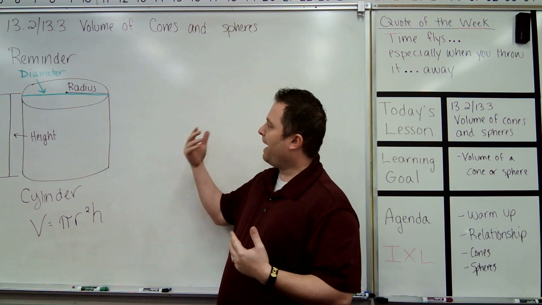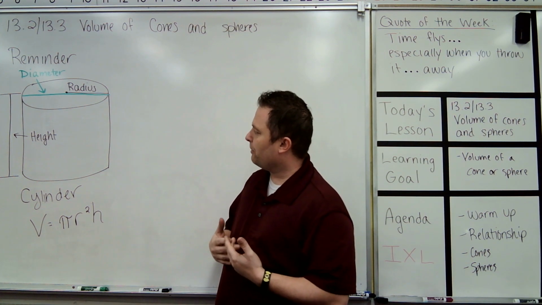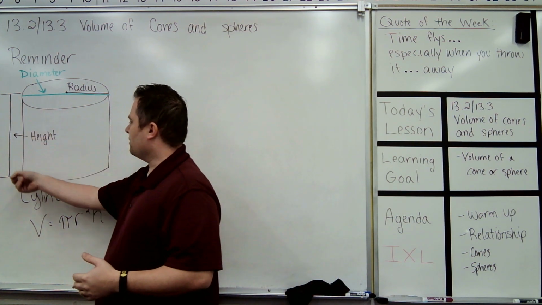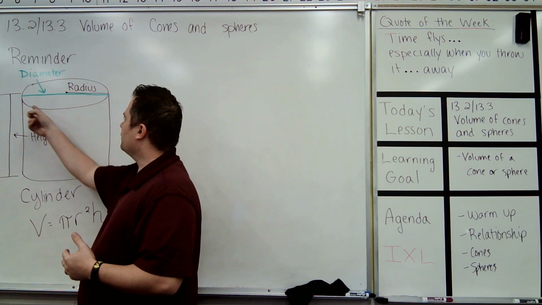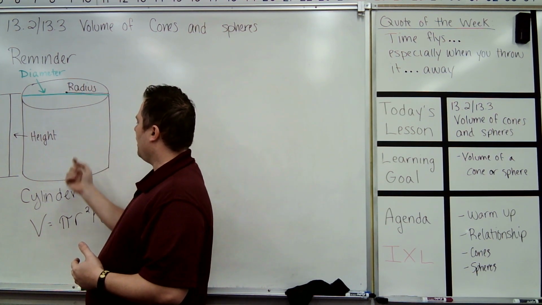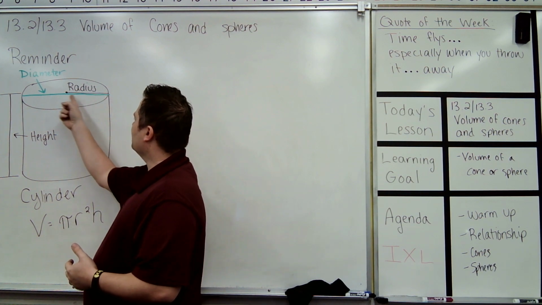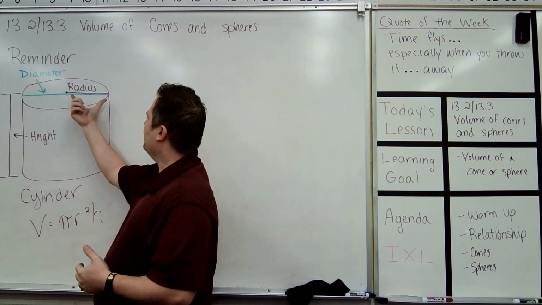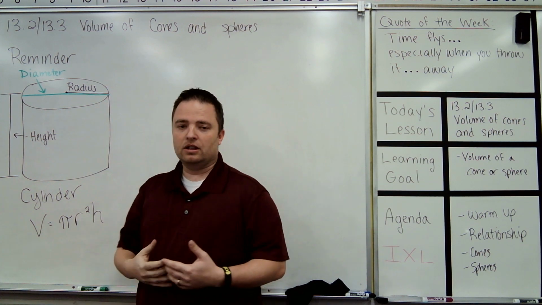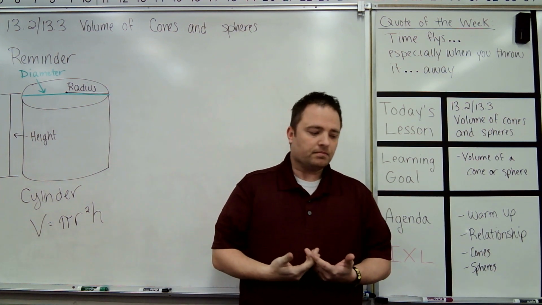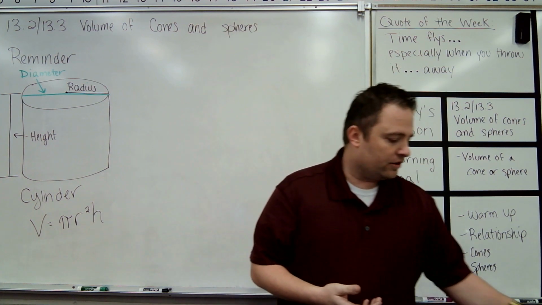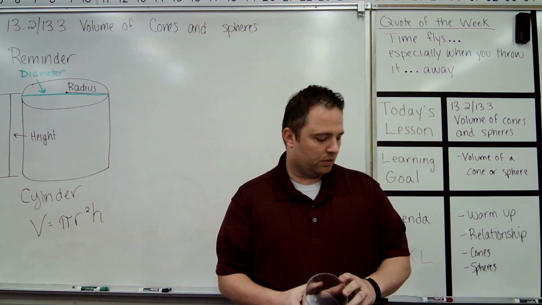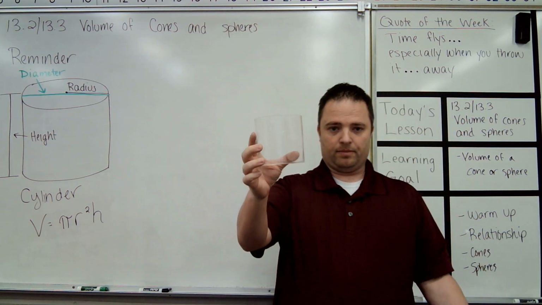And there's some aspects of the cylinder that we know, such as the distance from the top to the bottom is the height. And then it's a stack of circles. But the circle at the top and at the bottom has a distance all the way across called a diameter, and then a distance that's halfway across called a radius. And we're going to be building on that today. And we're going to introduce the new shape, okay? But first, we're going to look at the cylinder, okay?